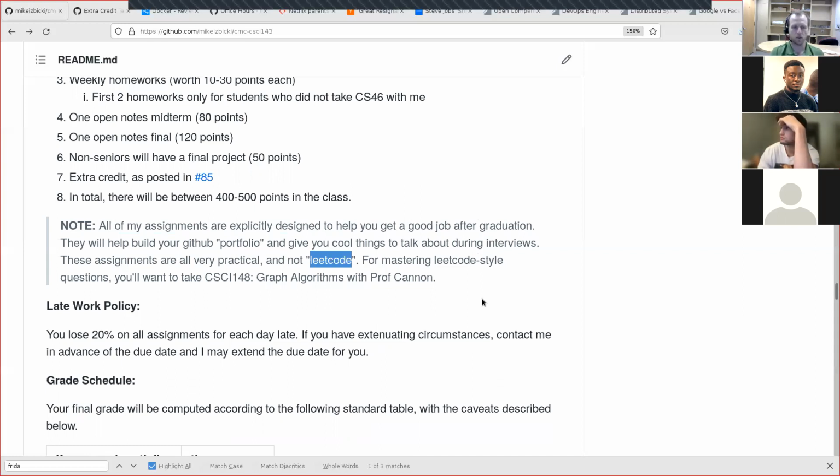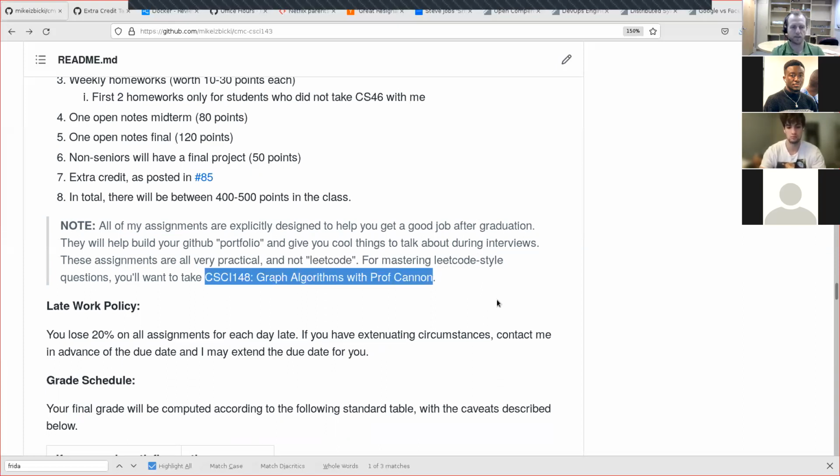But one of the things that this course is not going to focus on is LeetCode style questions. There are a lot of companies, especially the FANG sort of companies, that do focus on LeetCode interview questions. The class that you'd want to take to practice that would be CS148, graph algorithms with Professor Cannon. That class is not regularly offered because last time it was offered, there was less demand for it.